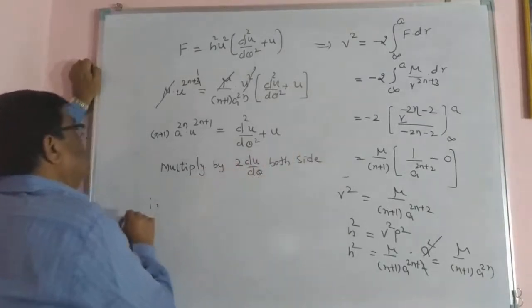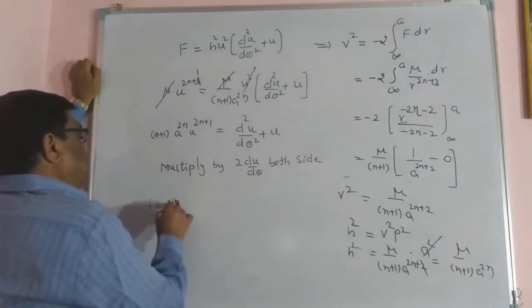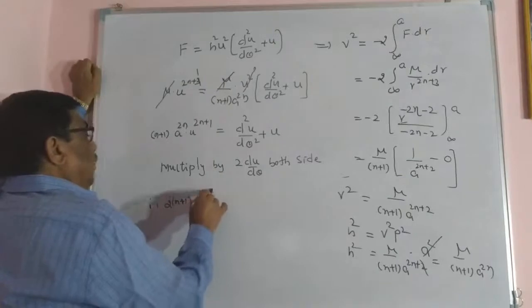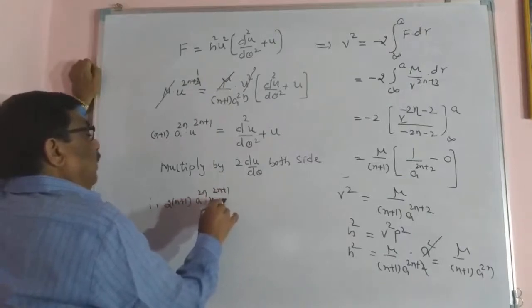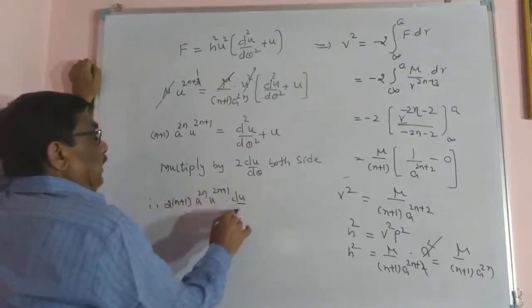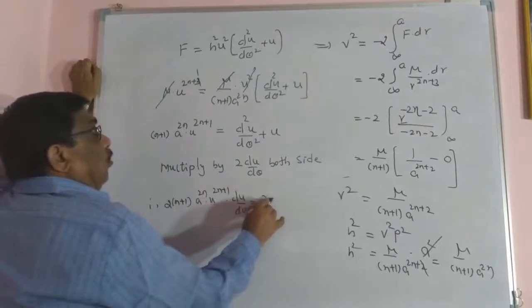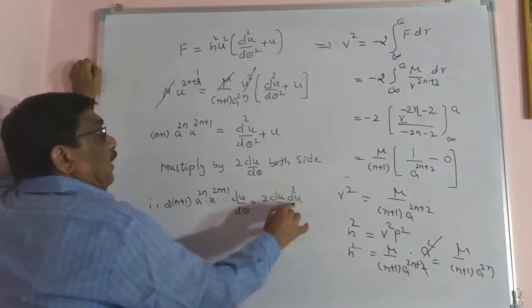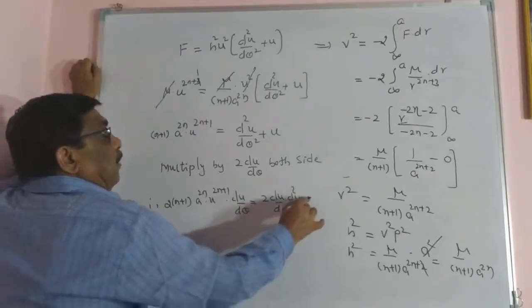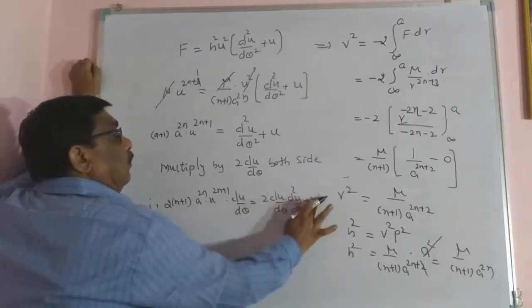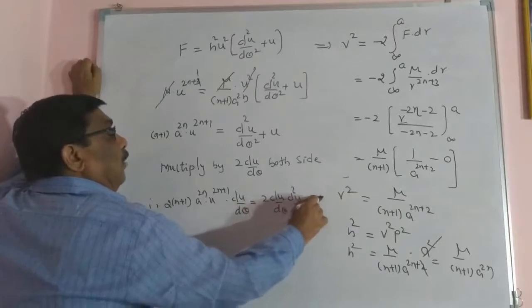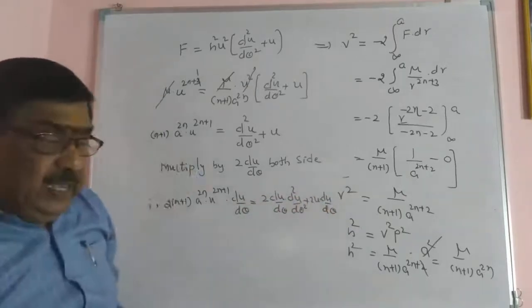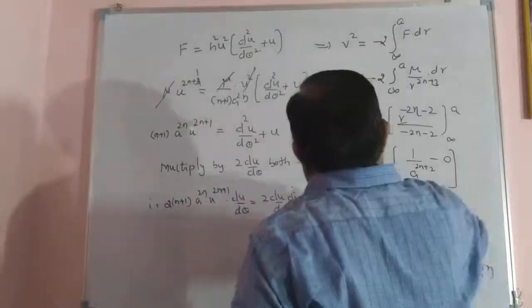Therefore, it is 2n plus 1, e raised to 2n, u raised to 2n plus 1 into du by d theta equal to 2 du by d theta into d square u by d theta square plus 2u into du by d theta. Let us rearrange to integrate this.